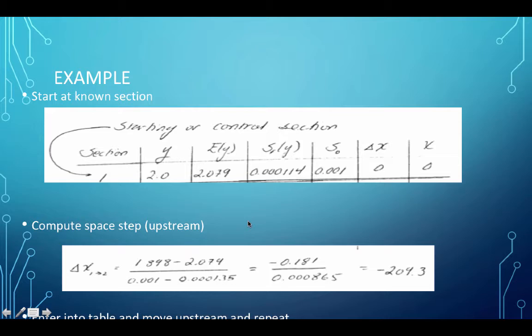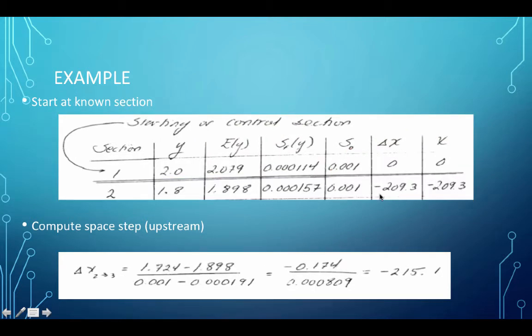And we start at our known section, which is section 1. At section 1, we know our spacing and our initial position. Bottom slope is given in the problem statement. We calculate the specific energy with our specific energy function. We calculate the friction slope. And then we want to move to section 2.